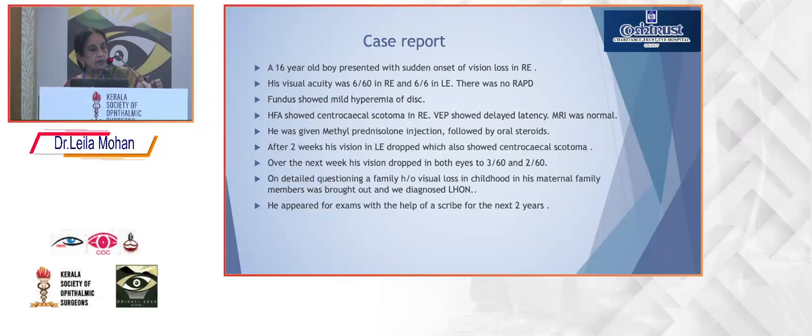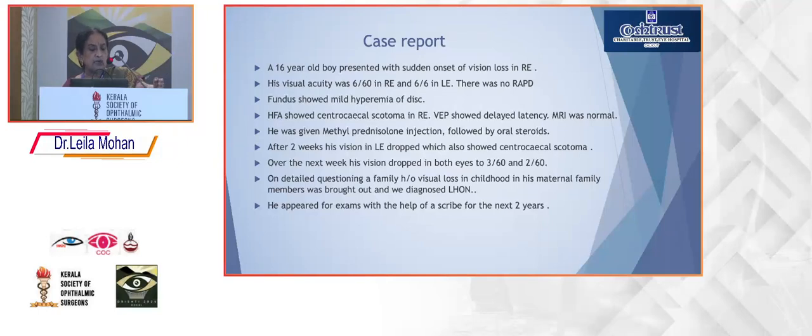And he was diagnosed as optic neuritis and given methylprednisolone followed by oral steroids, as already pointed out by Dr. Ramya, the regular optic neuritis regimen. After 2 weeks, even while he was on steroids, his vision deteriorated in the other eye. Both eyes had about a few meters, 360, 260. On detailed questioning, a family history of vision loss in childhood in his maternal family members was there. So this boy was about 17 years.